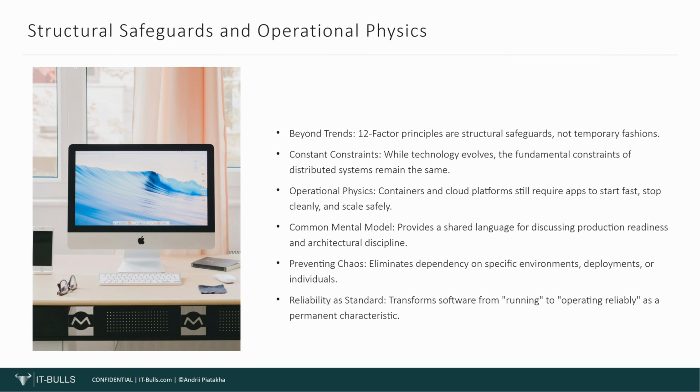What 12-factor provides is a mental model. It gives teams a common language for discussing production readiness. It creates architectural discipline in environments that otherwise drift towards chaos. Without such discipline, systems become environment-dependent, deployment-dependent, and person-dependent. In other words, 12-factor matters because it transforms software from something that merely runs into something that can reliably operate. And reliability, scalability, and maintainability are not temporary concerns. They are permanent characteristics of serious software systems.